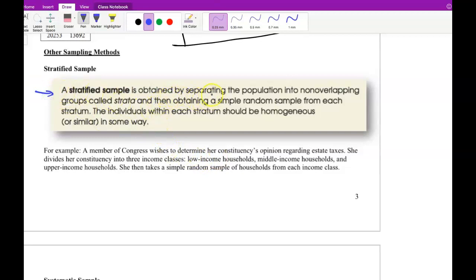A stratified sample is obtained by separating the population into non-overlapping groups called strata, and then obtaining a simple random sample from each stratum. The individuals within each stratum should be homogeneous or similar, so it should be similar in some way.